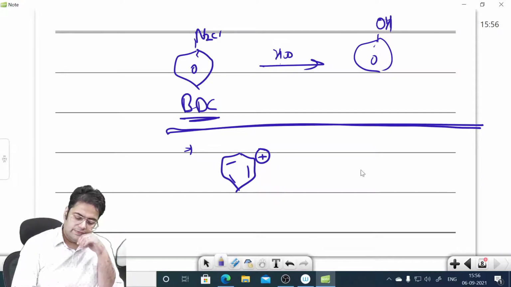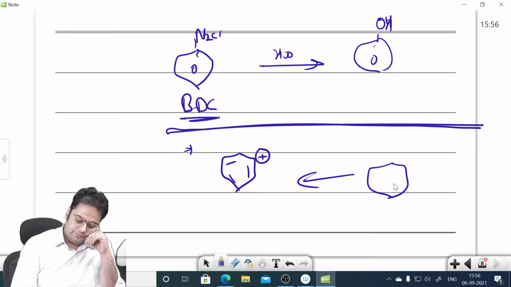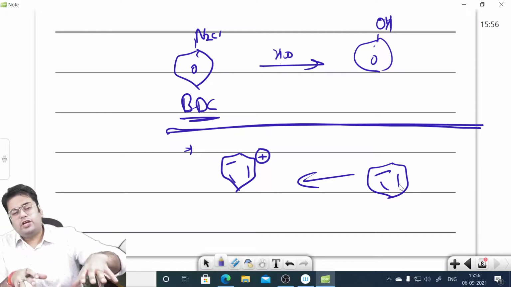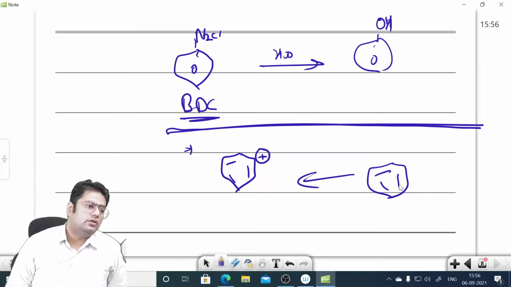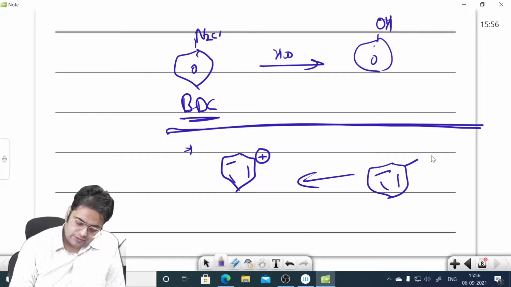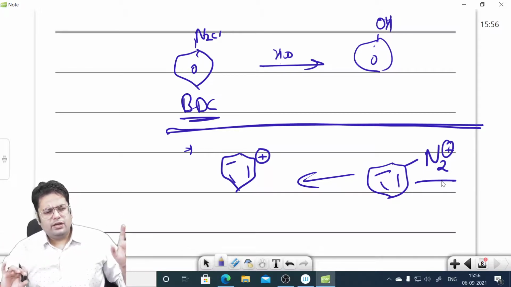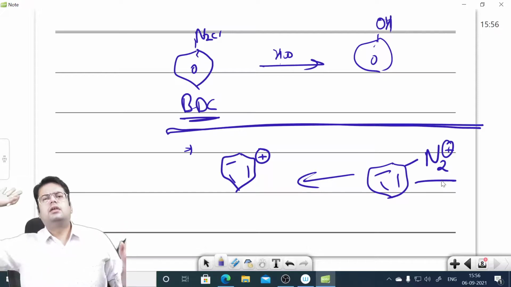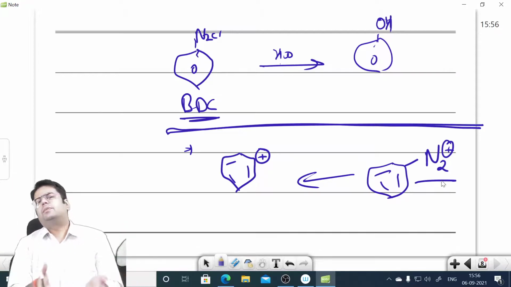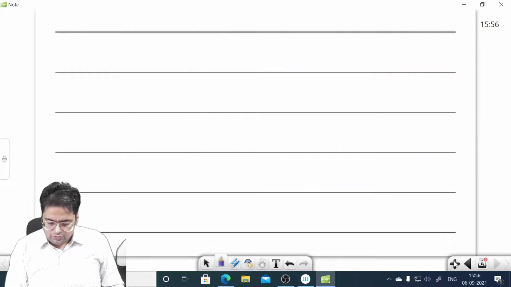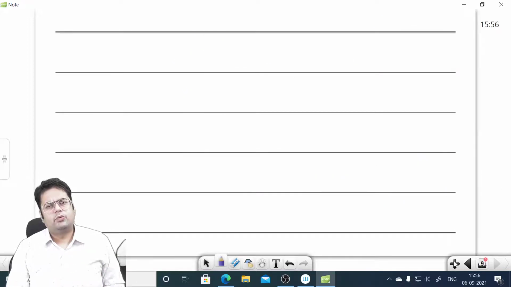How to go about it? This is possible only when we have this reaction. If this N2 plus is there, and we provide a little bit of heat, this N2 will go away, and the benzene ring will be left with a positive charge which can be easily acquired by something negative. So how can this N2 plus be provided to this benzene?